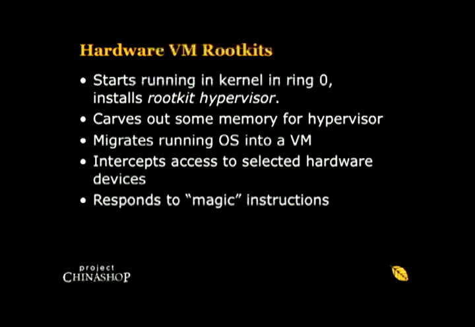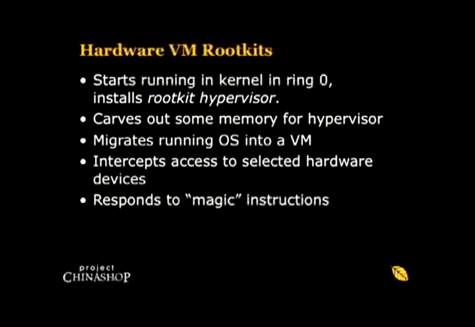So what does a hardware VM rootkit do? First you have to get into the kernel. In case everyone's not clear on how kernel rootkits and modern rootkits work, you have to have root first, and then you can use these to maintain access. So choose your favorite way to get root and get into ring 0. Once you're there, it carves out some memory for its hypervisor, and at least my design shares the address space with the operating system.